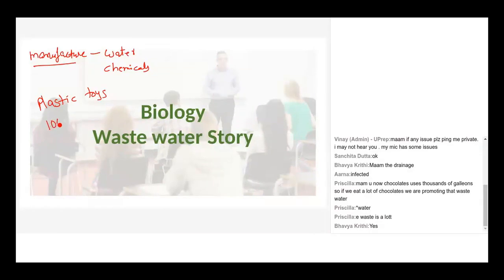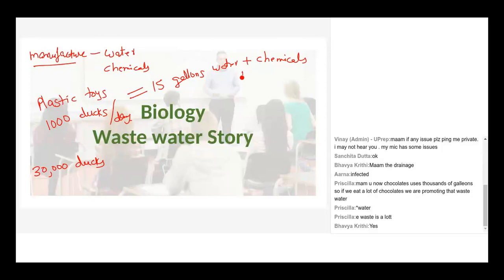Now, just imagine there is a factory which manufactures plastic toys, right? It manufactures 1,000 plastic ducks per day. Now, imagine in a month it is producing 30,000 plastic ducks. In one day, it is utilizing almost maybe 15 gallons of water, plus a few gallons of various types of chemicals to color the ducks yellow. The person is using a yellow dye. There are certain chemicals which are used to fix the plastic.